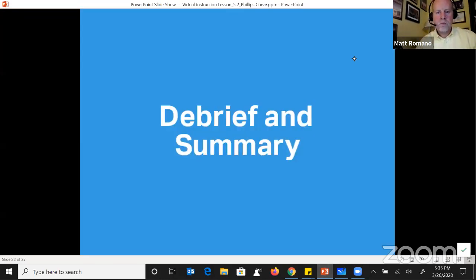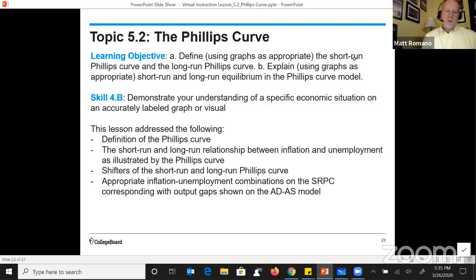Okay, debrief and summary time. That covered everything that we had planned today. We have defined the Phillips curve. The Phillips curve is this model which illustrates for us and explains for us the relationship between inflation and unemployment, both in the long run and the short run. We have gone through the shifters of both the long run and short run Phillips curve. We've talked about moving along the Phillips curve.